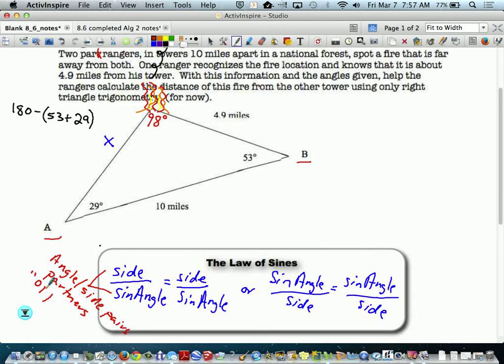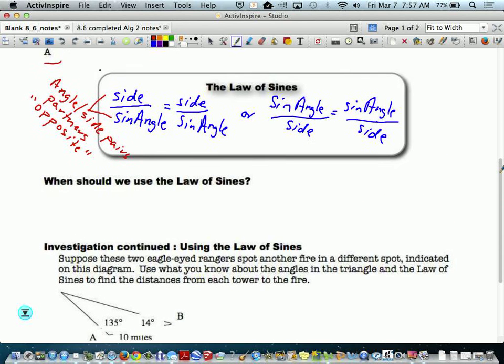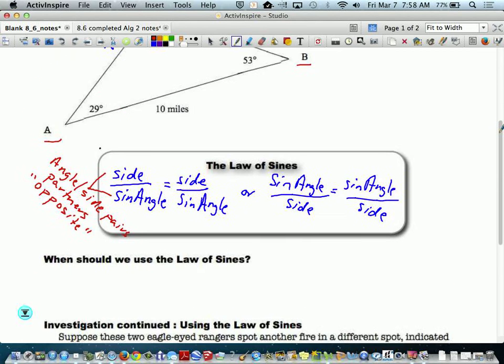Or we talked about the term opposite yesterday. So a good definition for when things are opposite each other is when they don't touch. So every angle touches two sides, right? So if you look at an angle, its partner side will be the one side it's not touching. So let's go back to this problem and take a look at it.